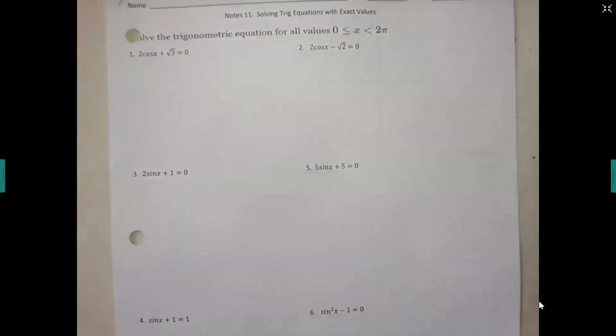All right. Okay, so you should have your circle out. The plan for today is we're going to learn how to solve these equations. However, you do not have a Delta Math today. Instead, your assignment is a test review, and then we'll test over this unit on Friday.